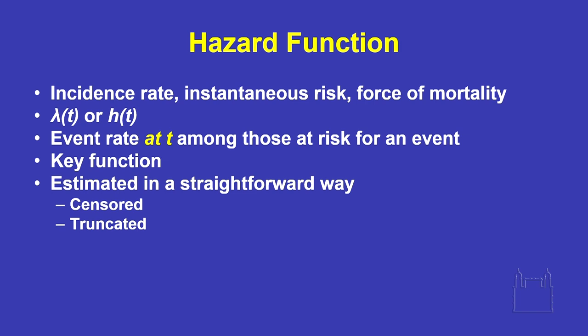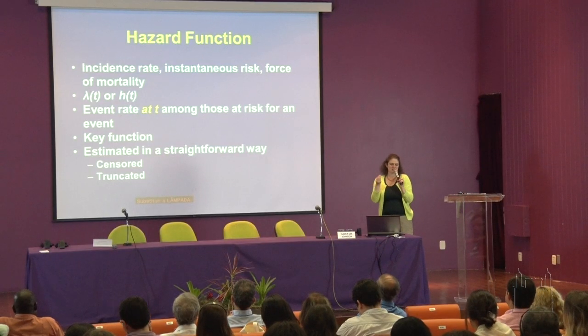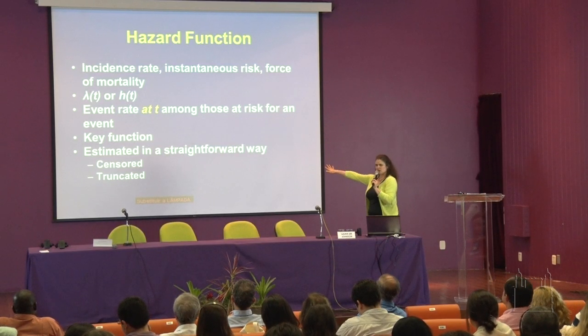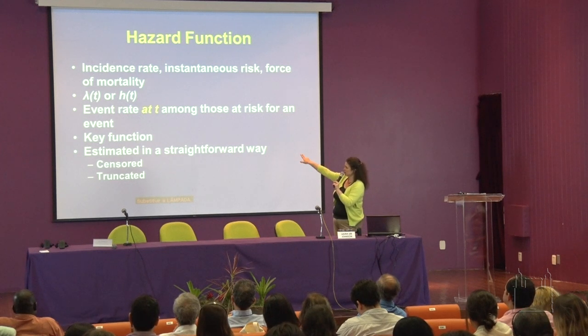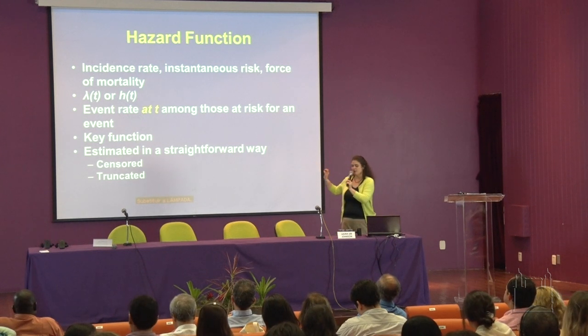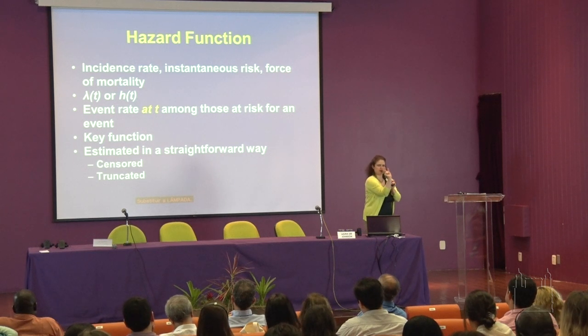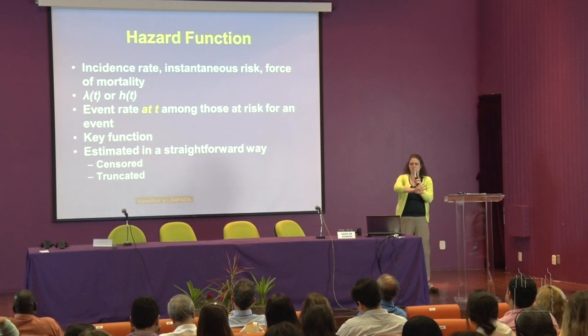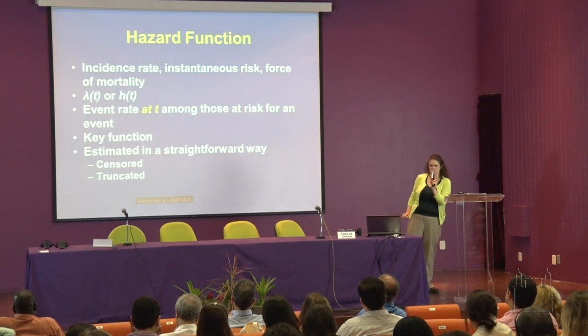We're going to talk about hazard functions. Hazard functions are this incidence rate. It's the instantaneous risk, or my favorite definition, force of mortality. I love the Europeans. They call this the force of mortality. It's great. But really, instantaneous risk, or this incidence rate. If you look in the textbooks, they'll call it lambda of T or H of T. And the idea is, what is the event rate in that little segment of time you want to measure among everybody at risk for the event?